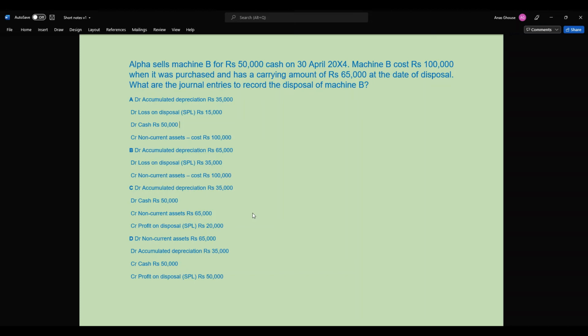Now let's move on to the next question. Alpha sells machine B for 50,000 rupees cash on 30th April 2004. Okay, so let's assume 2004. Machine B cost 100,000 when it was purchased and has a carrying amount of 65,000 at the date of disposal. What are the journal entries to record the disposal of machine B?